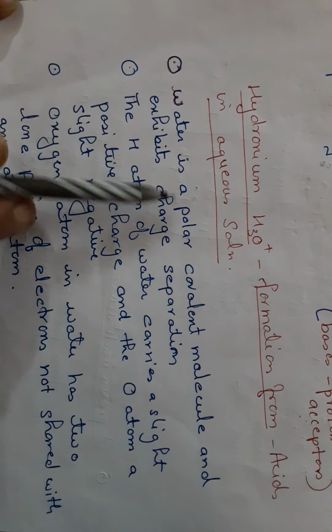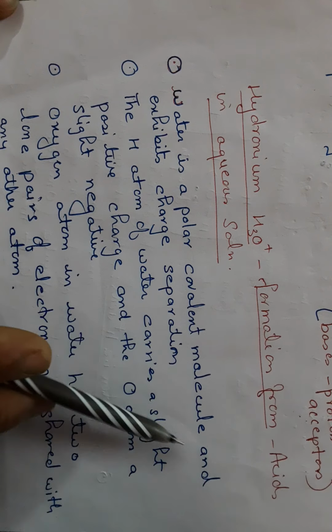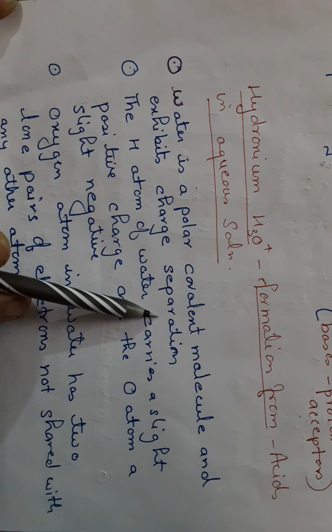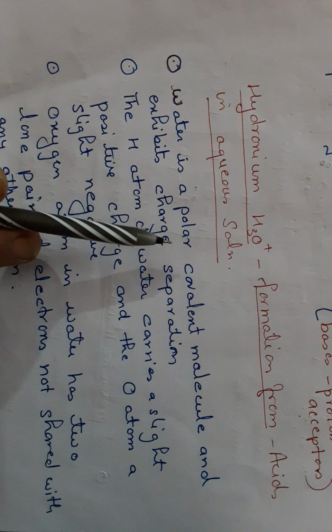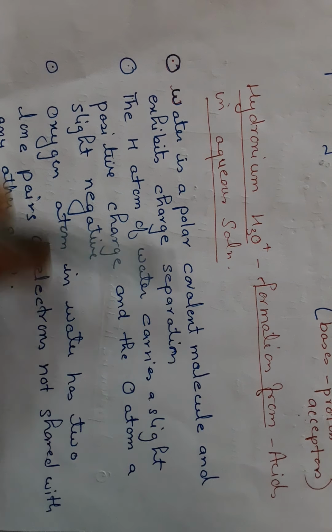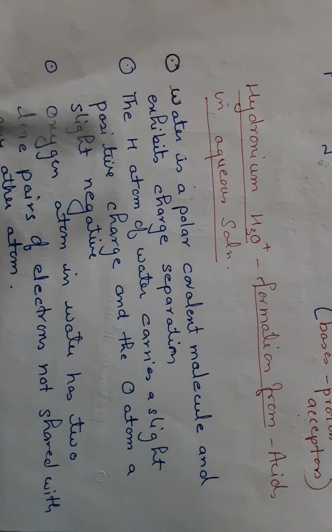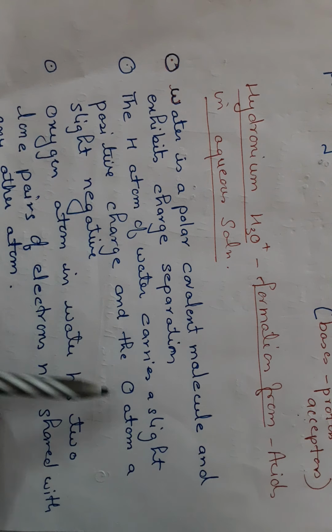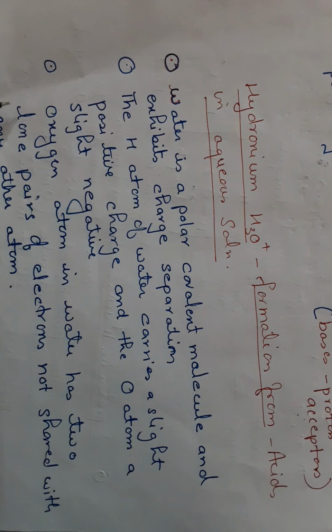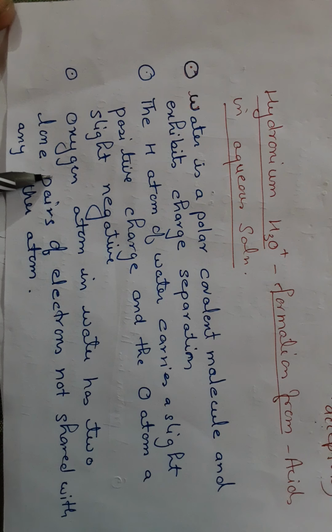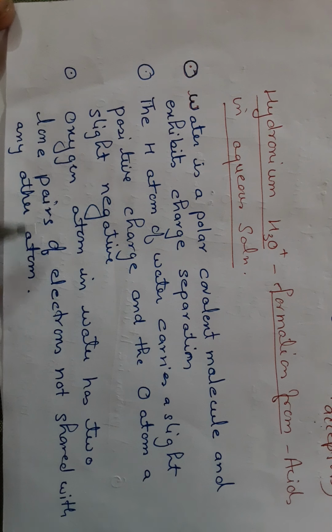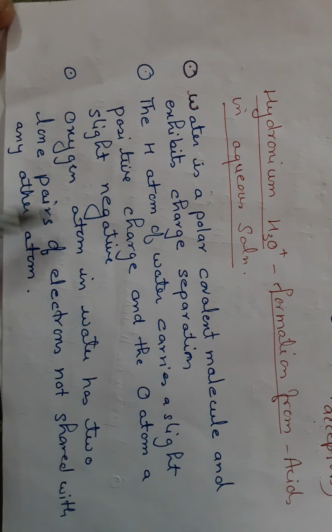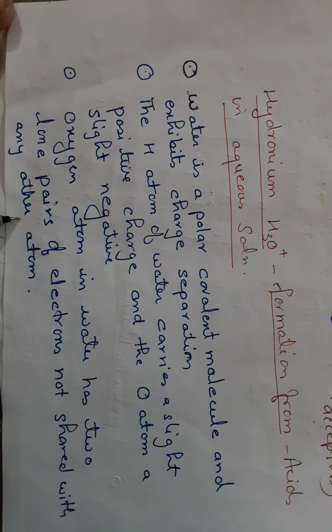First, water is a polar covalent molecule and exhibits charge separation. Second, the H atom of water carries a slightly positive charge and the O atom a slightly negative charge. And the third one, the oxygen atom in water has two lone pairs of electrons not shared with any other atom.